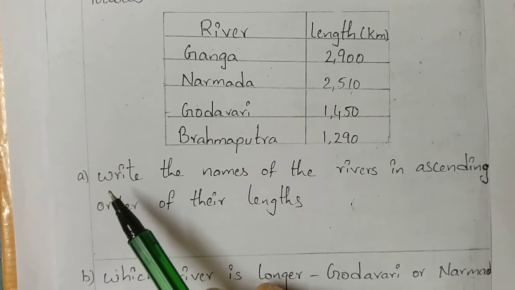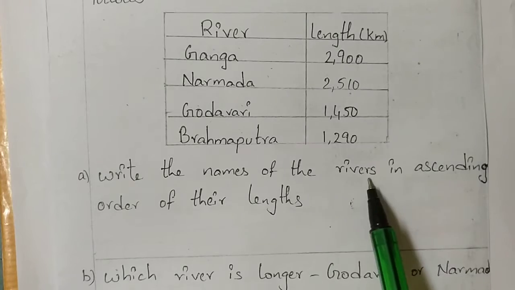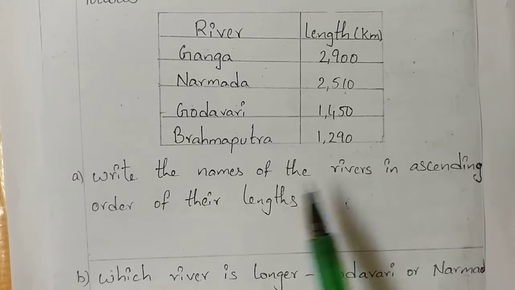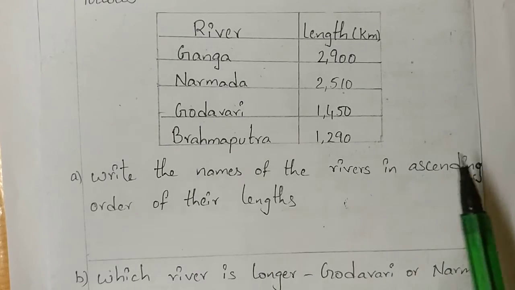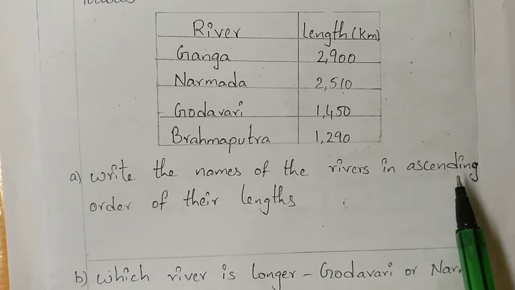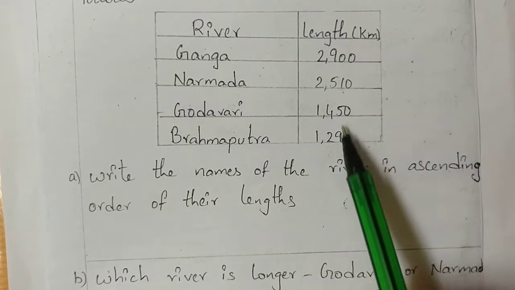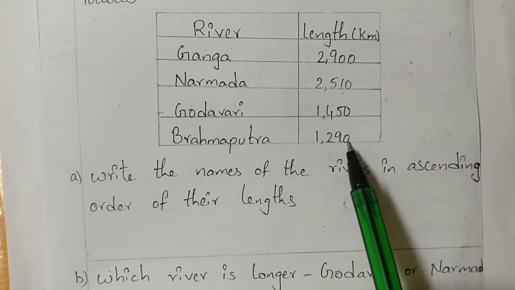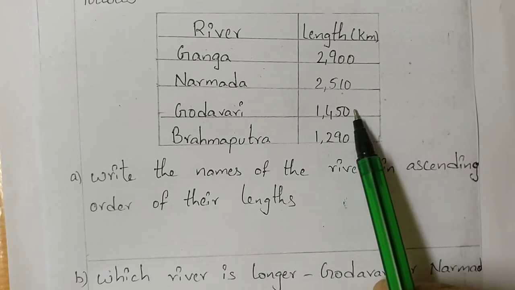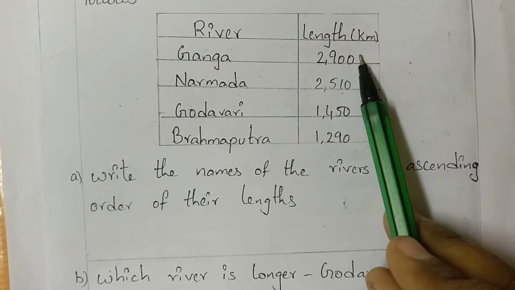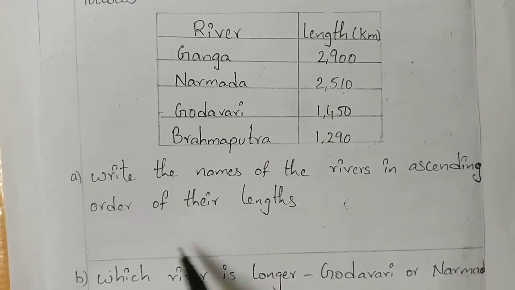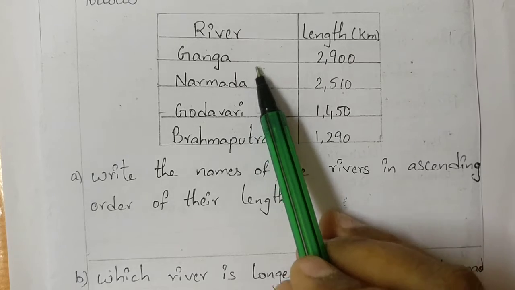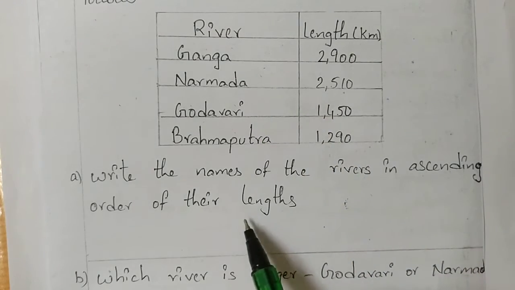See the first question they have given. Write the names of the rivers in ascending order of their length. So here ascending order. Ascending order means small number to big number. By observing these, what is the smallest number? This is the smallest number. See, Brahmaputra is the first. Next Godavari. Next Narmada. Next Ganga. So we have to write all these names in the order. Okay, first name is Brahmaputra. Next Godavari, next Narmada and next Ganga. Okay, do you understand the first question?